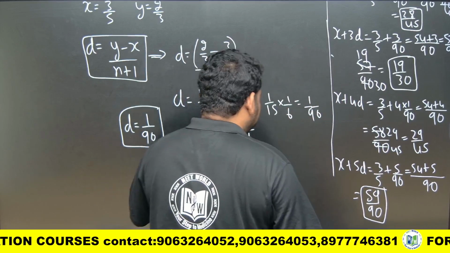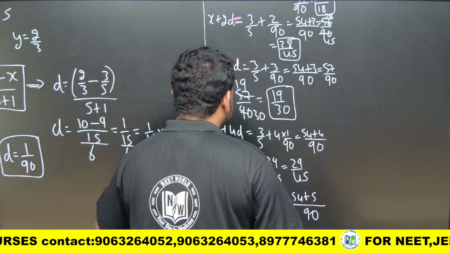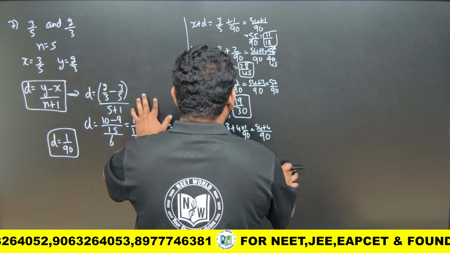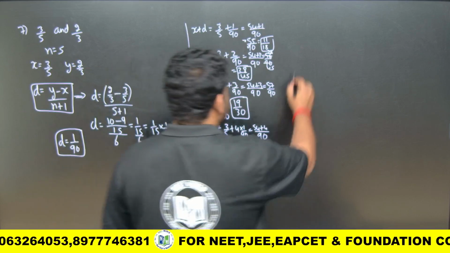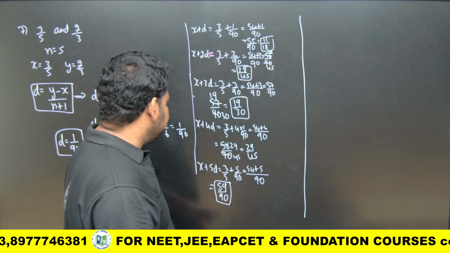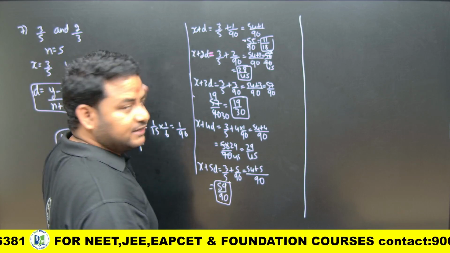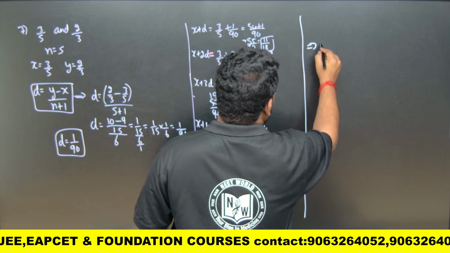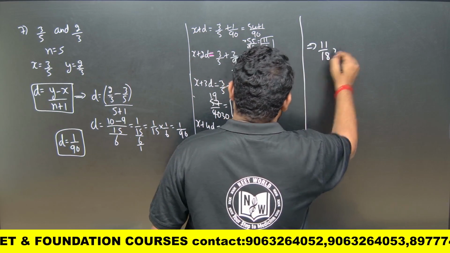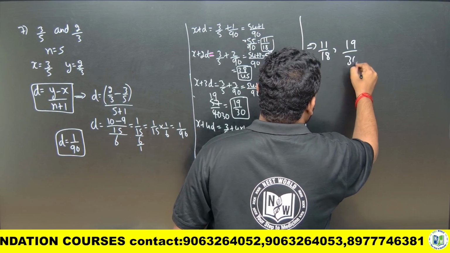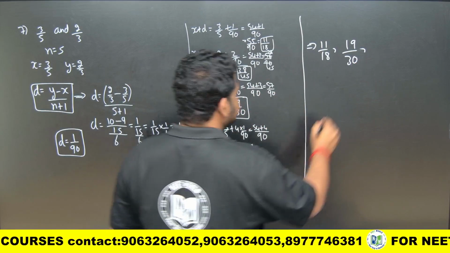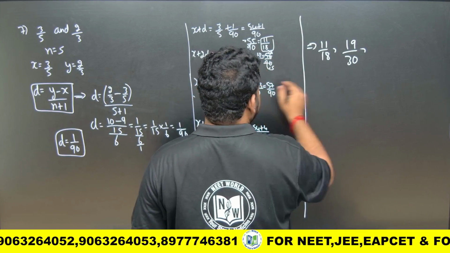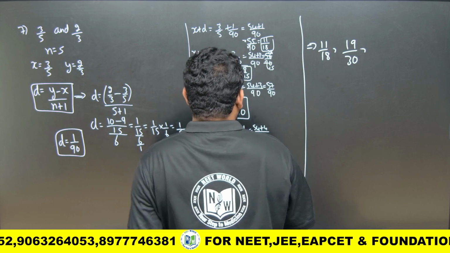Now we got all the 5 rational numbers that are required. So I can write it here. The 5 rational numbers between 3 by 5 and 2 by 3 are, equals to what? The first is 11 by 18, then 19 by 30, then 29 by 45, and another one is 28 by 45.